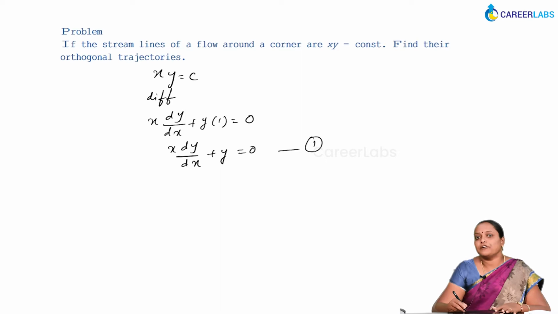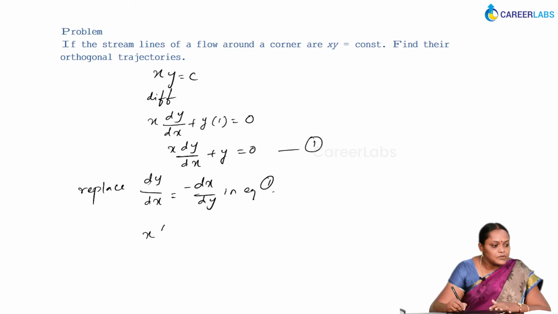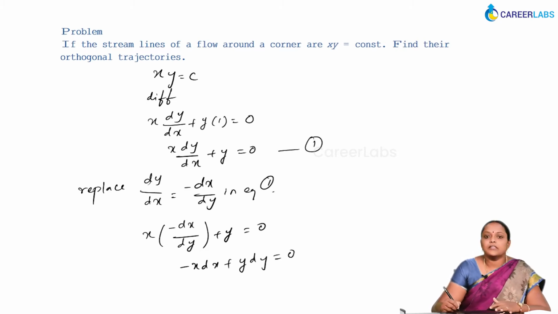So we have a function of x, y and dy by dx. As a next step, we are supposed to replace dy by dx by minus dx by dy in equation number 1. This will be x times minus dx by dy plus y equal to 0. Taking the LCM, this is minus x dx plus y dy equal to 0. So you have an equation in terms of x, y and minus dx by dy.